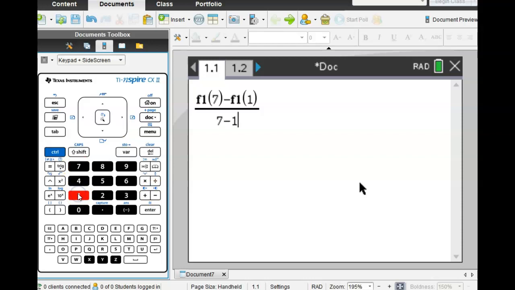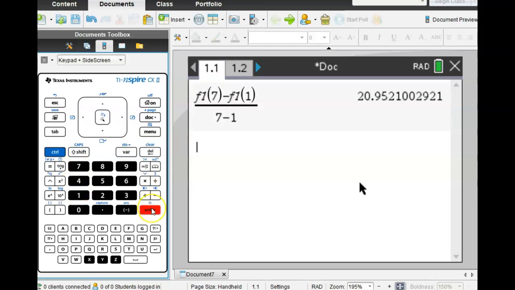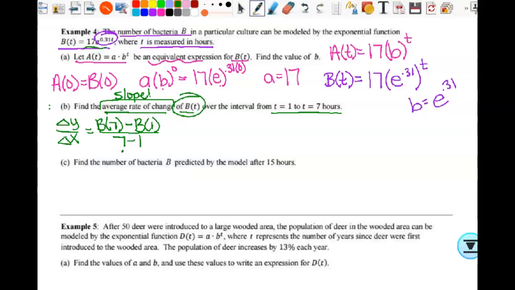I'm not even going to put 6. I'm just going to put in exactly what I had. Then I'm going to hit enter. Okay. Then I write down how many decimal places? 4. 9, 5, 2, 1.